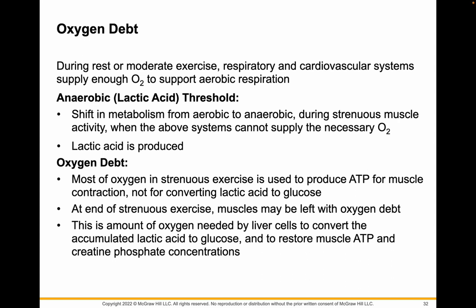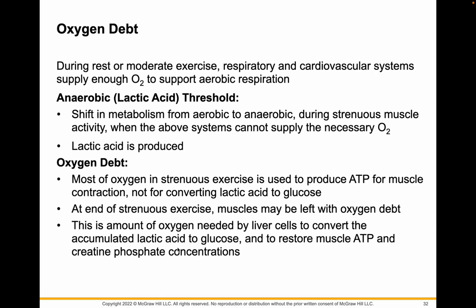But in anaerobic threshold, which is lactic acid threshold, you have to shift your metabolism from aerobic to anaerobic. This happens during strenuous activities where you're not supplying enough oxygen and you produce lactic acid. You know this has happened when you're sore the next day from this anaerobic metabolism. And so most of the oxygen in your strenuous exercise is used to produce ATP, not to convert lactic acid to glucose. So at the end of your strenuous exercise, your muscles may be left with an oxygen debt.